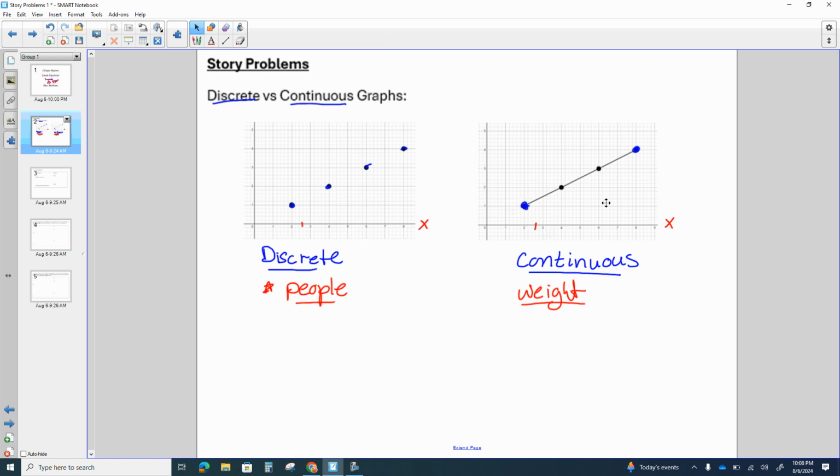Everything that you graph on Desmos is going to look continuous. That doesn't mean it is. So you have to be the one that says, even though it's connected on Desmos, it's not supposed to be connected. You have to decide based on the story.